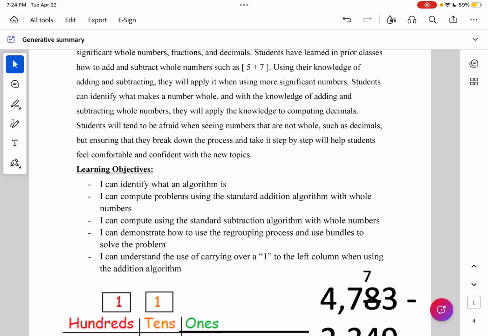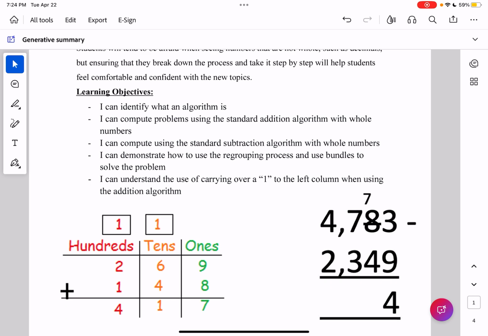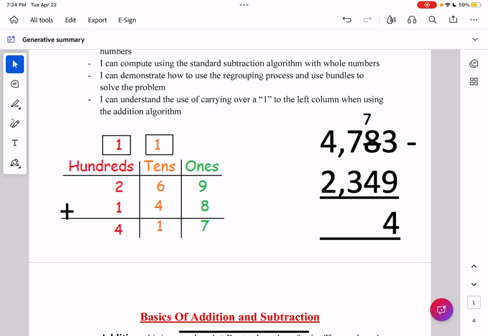So I want you to be able to identify what an algorithm is. You're going to be able to compute problems using the standard addition algorithm with whole numbers. You can use the standard subtraction algorithm with whole numbers. You're able to demonstrate the regrouping process and use bundles to solve problems. And you're really understanding to carry over the 1 to the left column when using the addition algorithm, as well as the subtraction.